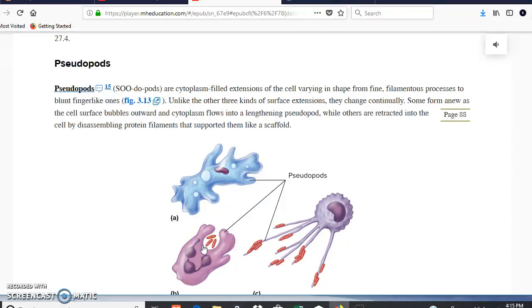So then which ones are the extensions that we have from the cell membrane? We said we have villi, we have cilia, flagella, and pseudopods.